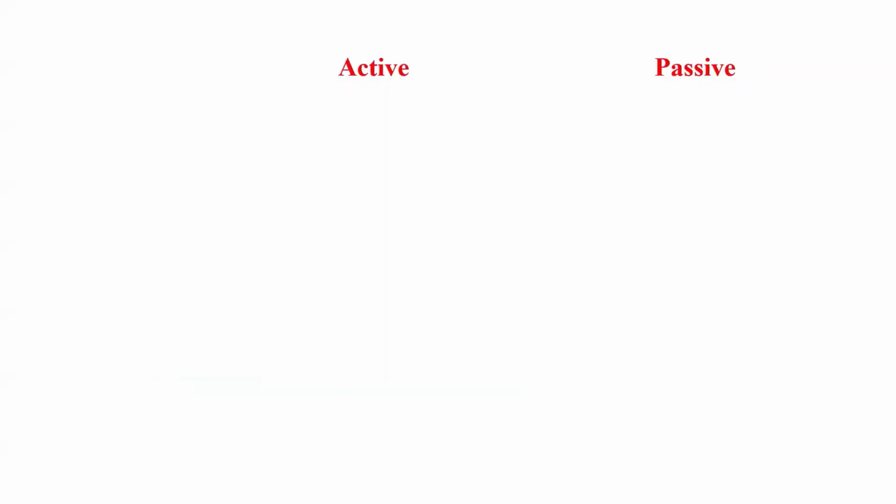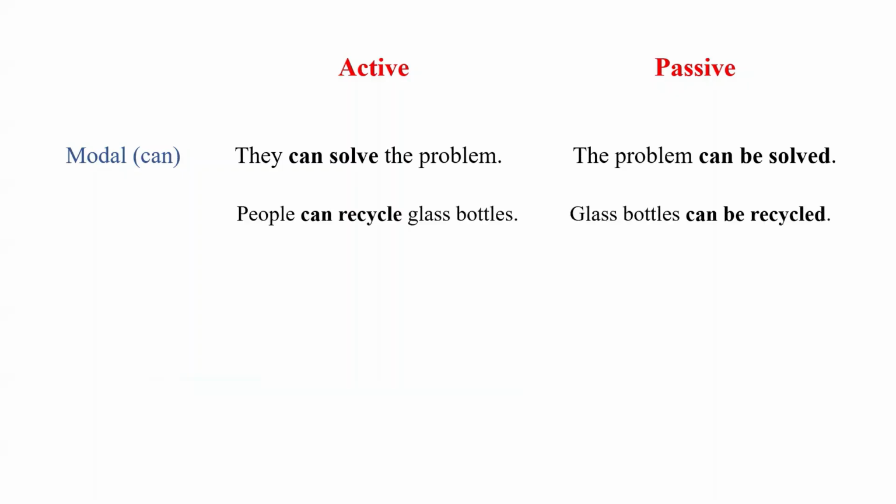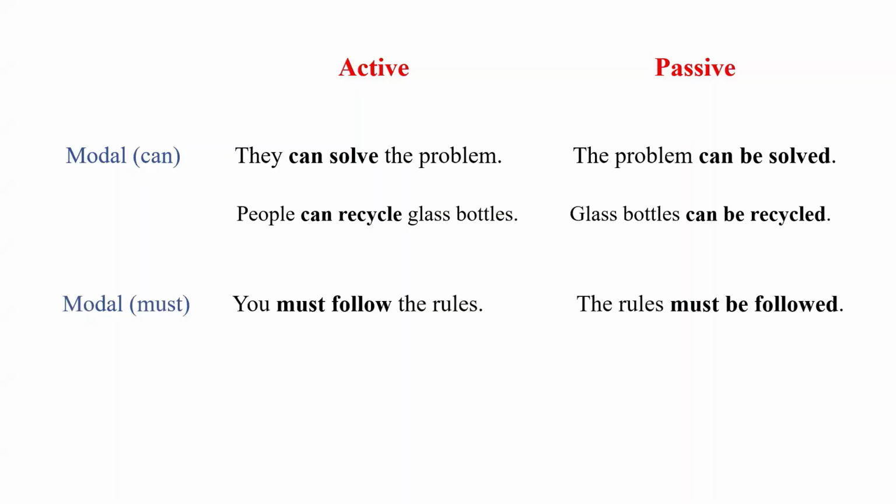And then we have some modals. You can do active and passive with modals. Okay, I'll give you two examples, can and must. First, can. They can solve the problem. The problem can be solved. The second example, people can recycle glass bottles. Glass bottles can be recycled. And then must, you must follow the rules. The rules must be followed.